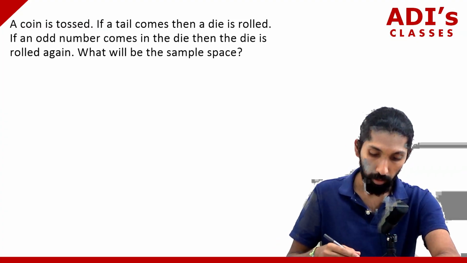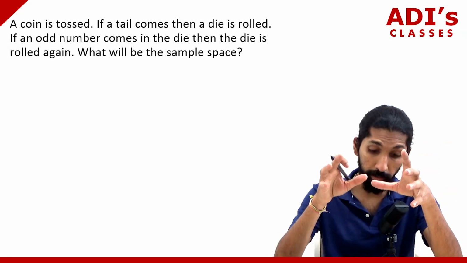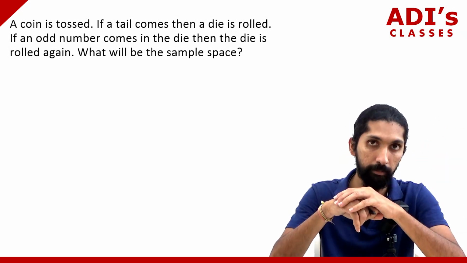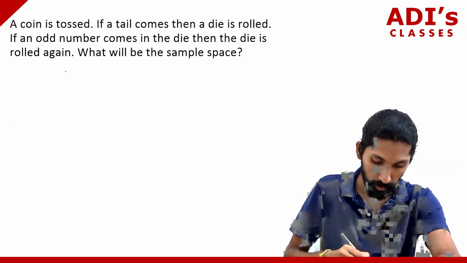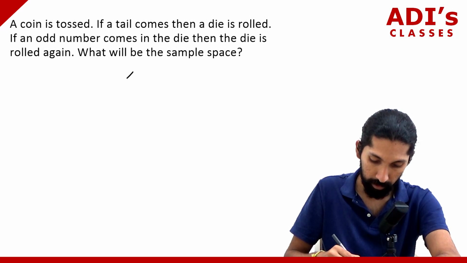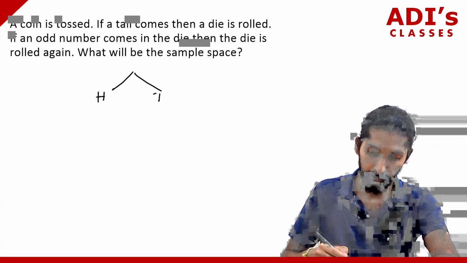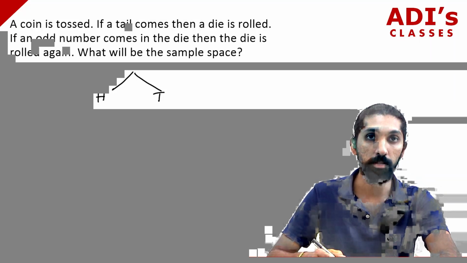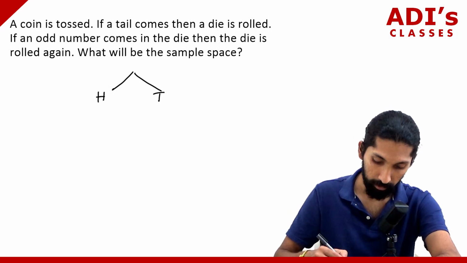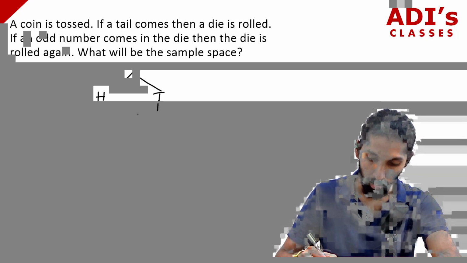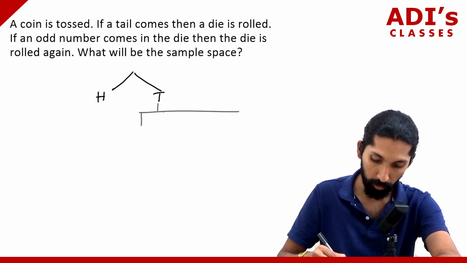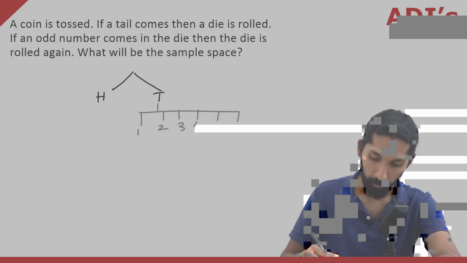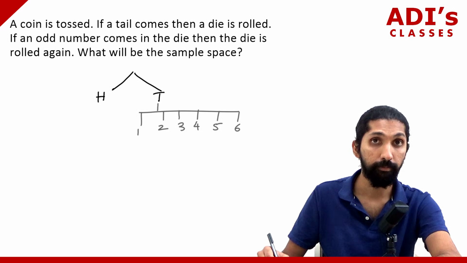First, we'll write down the possibilities of a coin toss. In a coin toss, we have two possibilities, head and tail, correct? If a tail comes, then a die is rolled. So when a die is rolled, you have 6 possibilities: 1, 2, 3, 4, 5, 6. Correct?